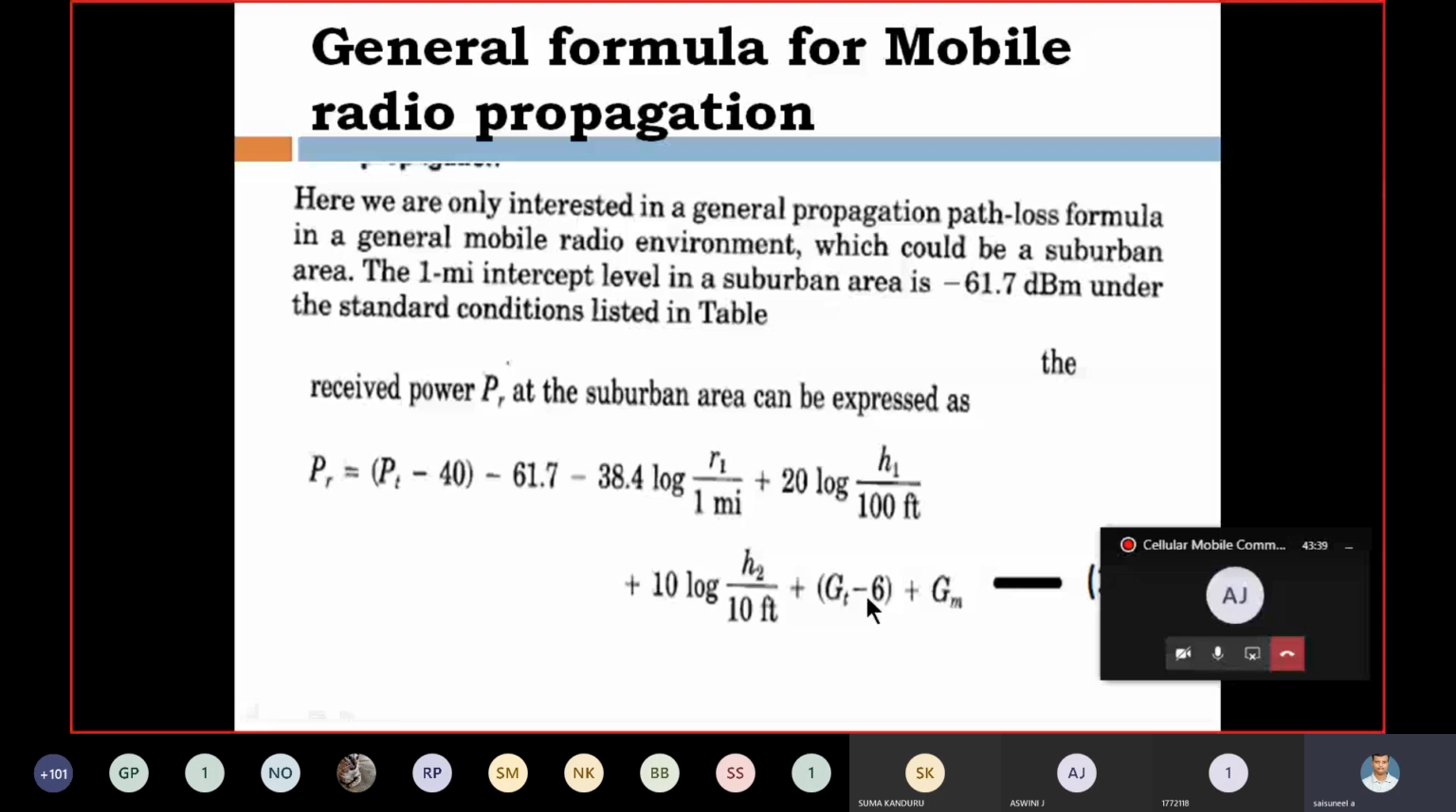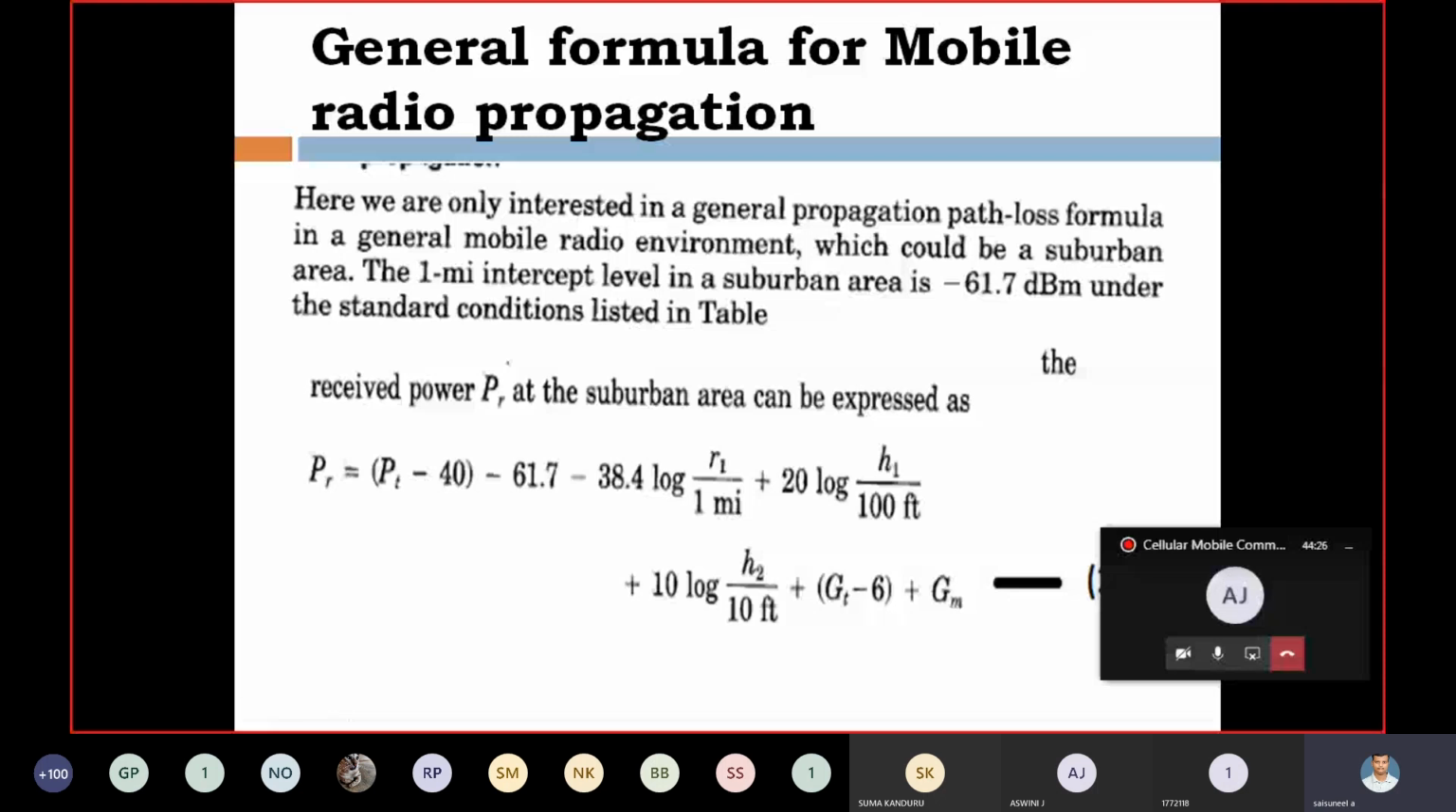How do we get this formula? I am explaining directly, but how does this equation come? What is the background of this equation? In general, 40 dB is lost in general, regardless of any structures. That's why we take PT minus 40 dB, and we assume a suburban area, so minus 61.7 is the constant for suburban area. What comes next? These equations come from standard condition correction factors.